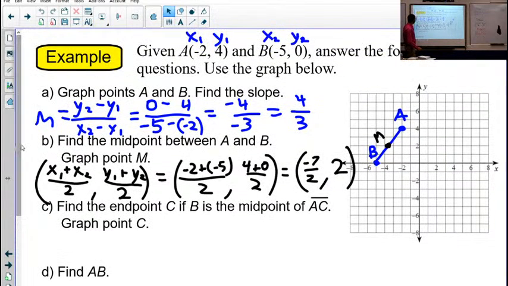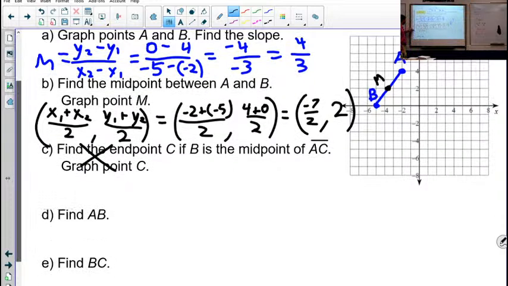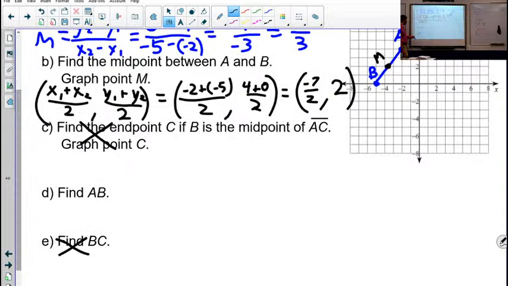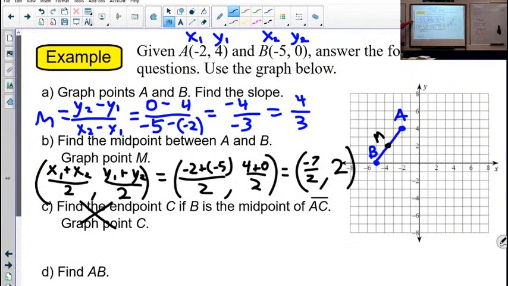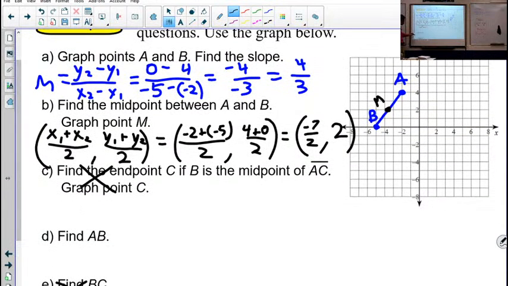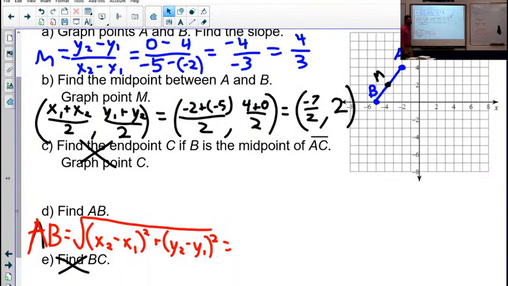All right. We've done slope, we've done midpoint. We're not going to do part C. And because we're not going to do part C, we can't do part E either. We're just going to do part D here, which is finding A to B. Subtract your x coordinates squared plus subtract your y coordinates squared. This is the first example, so it should be on the second page. So subtract the x's squared plus subtract the y's squared.